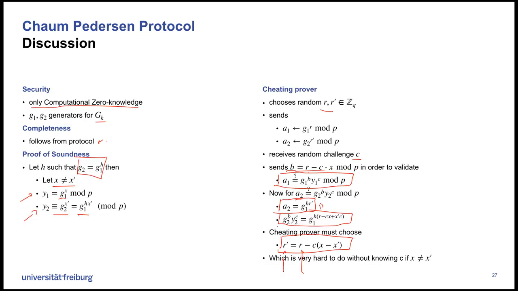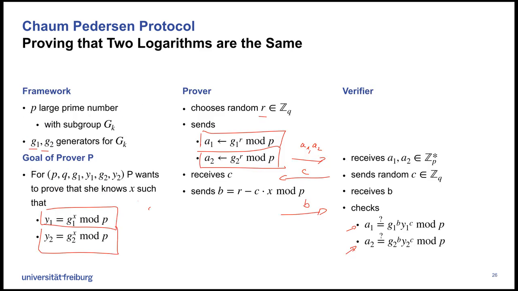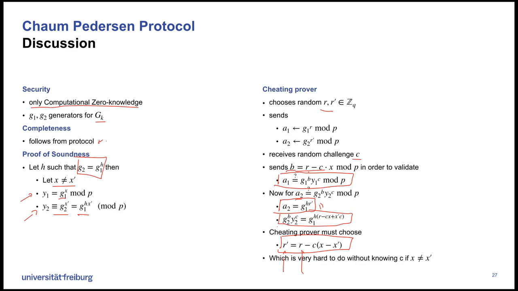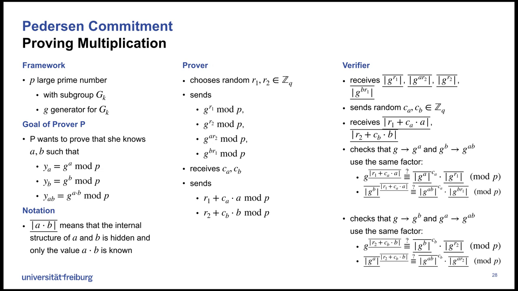And what else can we prove? So here what we have done is we proved that we have the same exponent. So the next thing we could do is, can we prove maybe that I have G to the A and G to the B, and I prove that I have a third number which is G to the A times B.